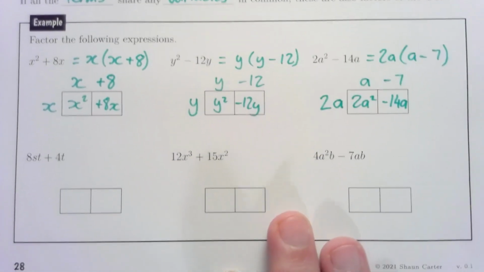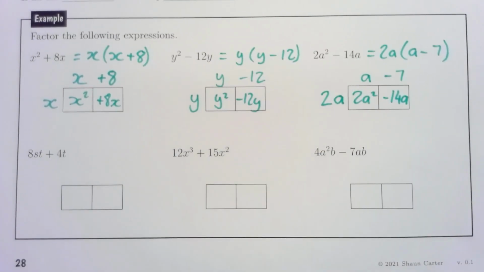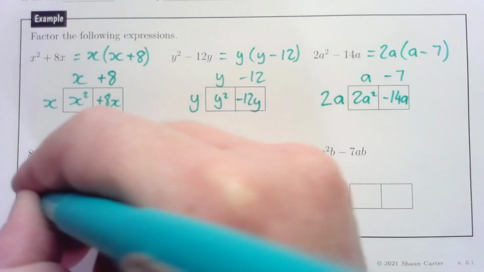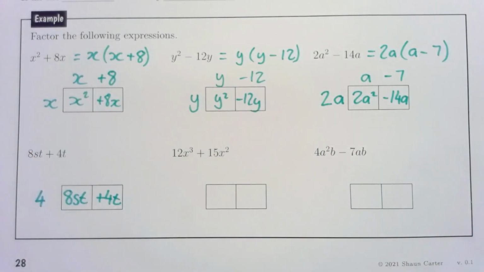For the expression 8st plus 4t, we see that for our coefficients, a common factor is 4. If we look at the variables, a common factor is also t. Note that s is not a common factor here. While it is a variable in this expression, it only occurs in the first term, not the second one. Only t occurs in both. So our common factor is 4t.